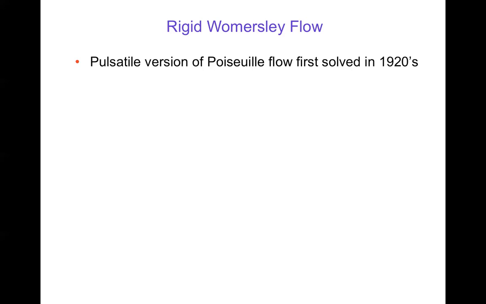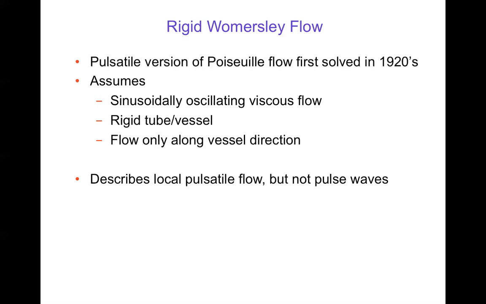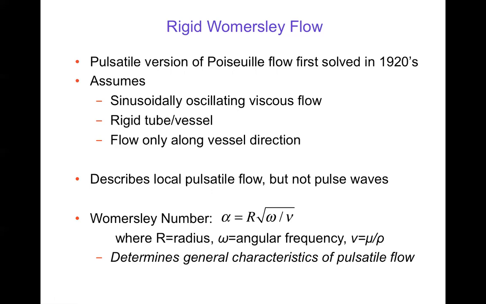So this is a pulsatile version of Poiseuille flow, where the solutions were first found in the 1920s. It assumes a sinusoidally oscillating viscous flow, a rigid tube or vessel, and flow only along the direction of the tube, so just unidirectional flow. It describes local pulsatile flow, but not pulse waves. So we just want to know initially what the pressure flow relationship is in a single vessel. Okay, we're not worrying about how the pulse wave travels down the circulation.